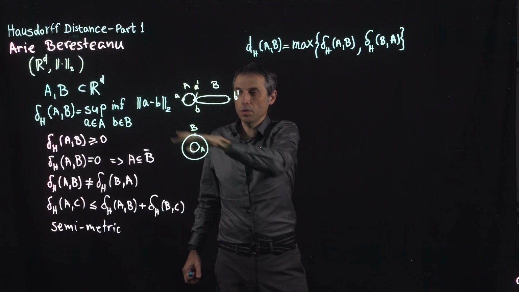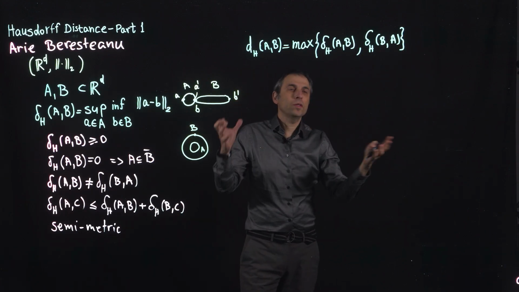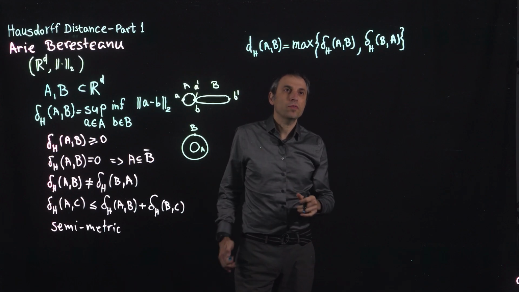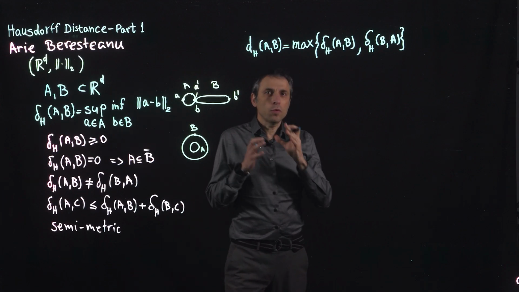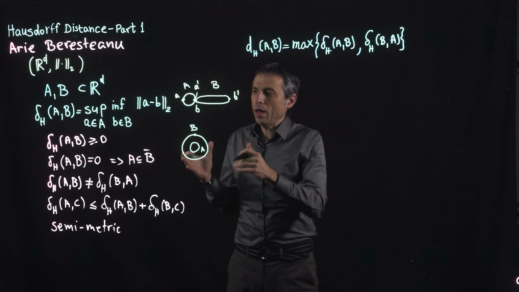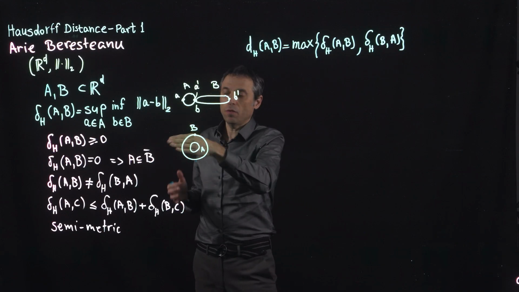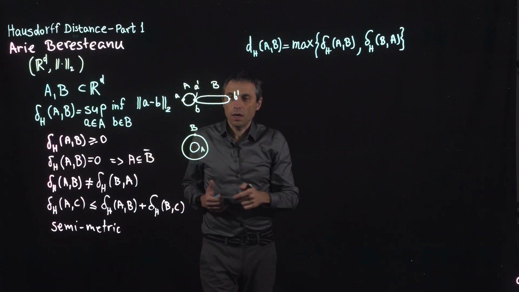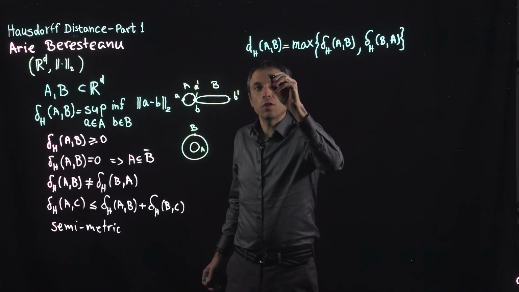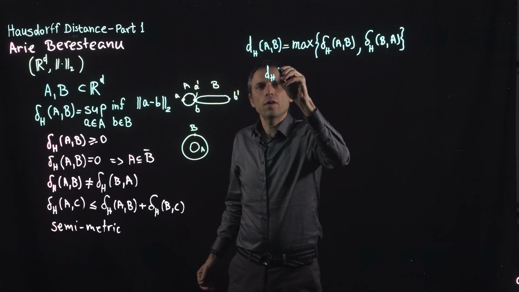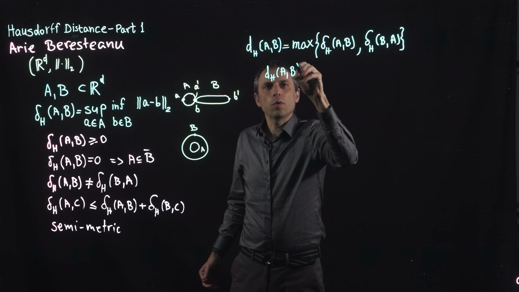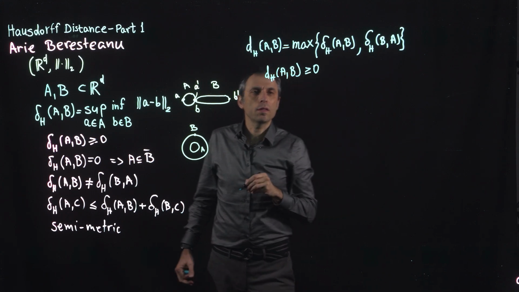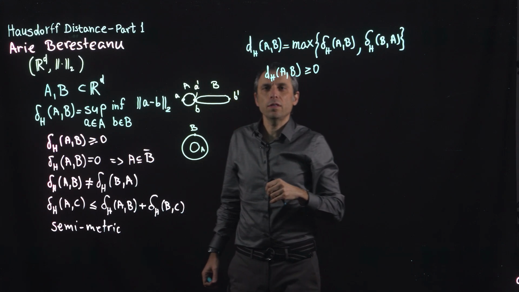Those are two numbers as defined here. Which one is bigger? That's my Hausdorff distance. Of course, it is non-negative. Let's write it down: D_h of A, B is always non-negative because both directional distances are non-negative.